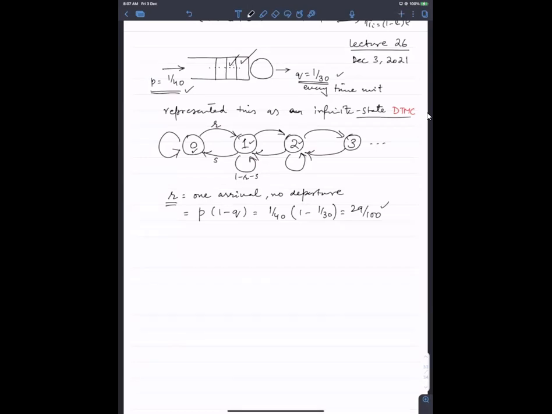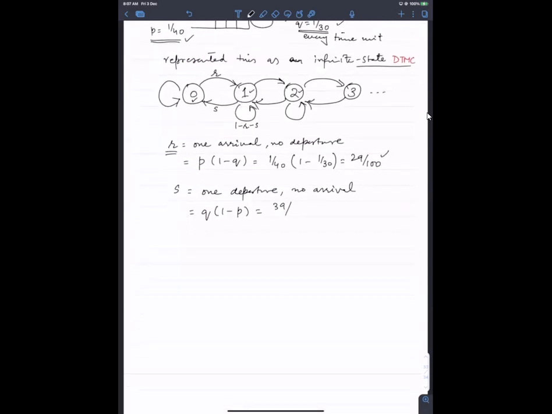Similarly, we defined S as one departure and no arrival. Only then can you decrease the size of the queue. So this would be equal to Q times 1 minus P, and will turn out to be equal to 39 over 1200.